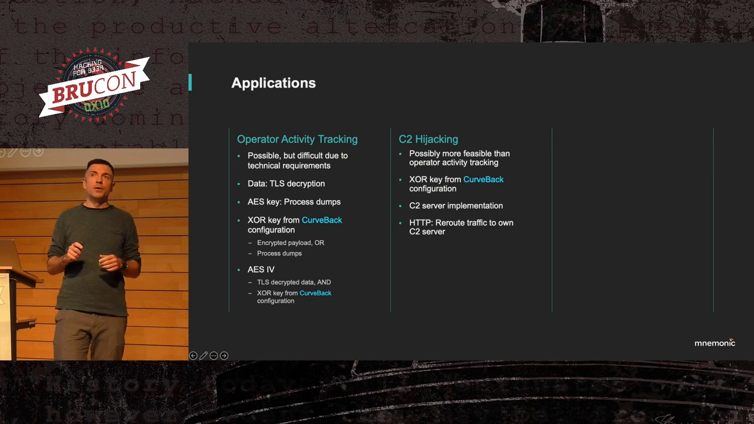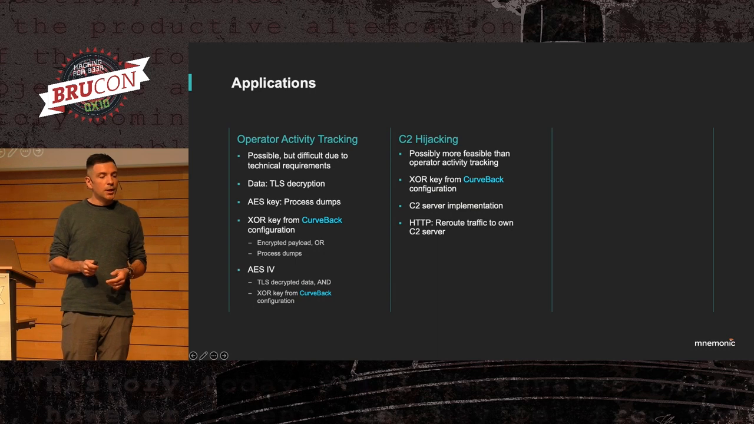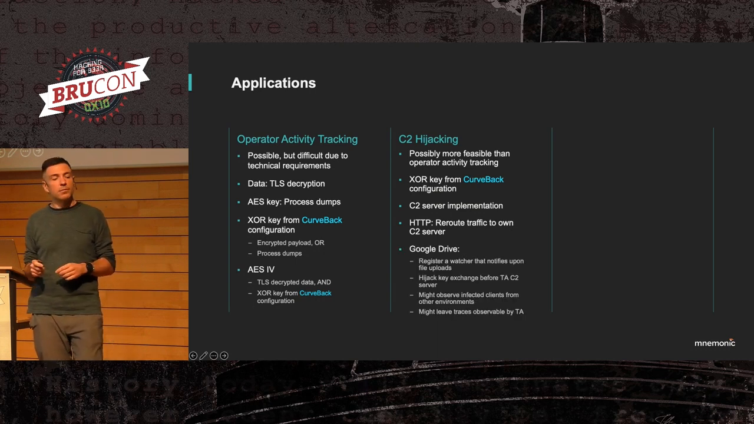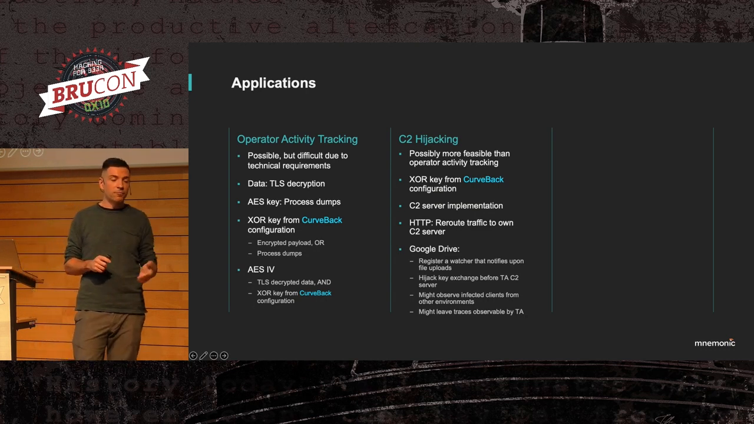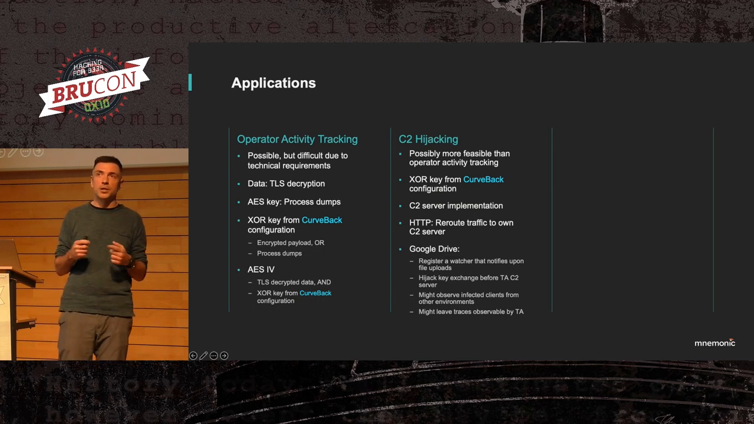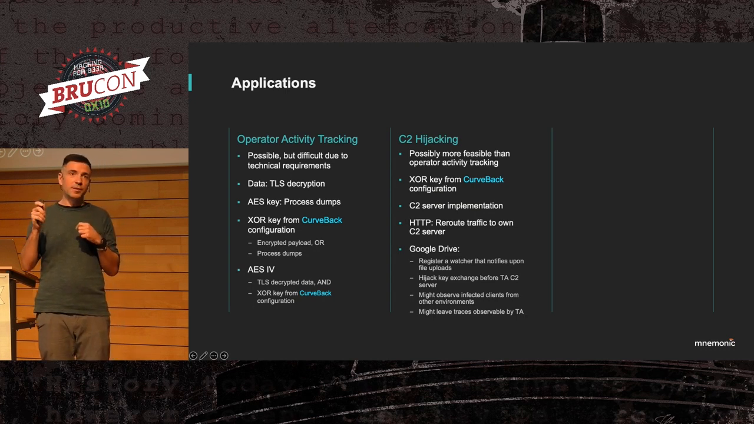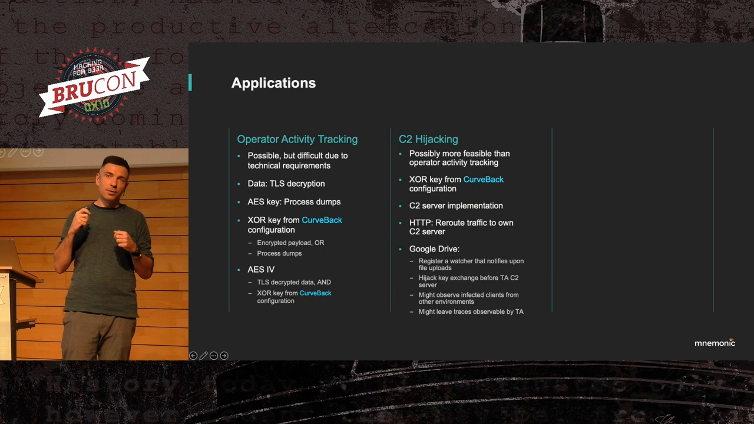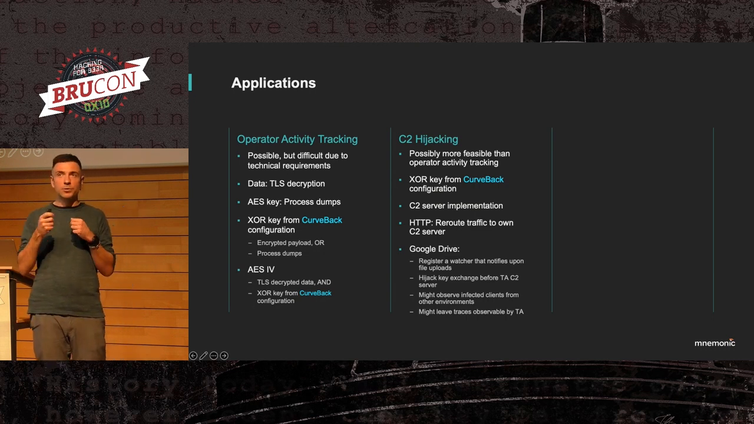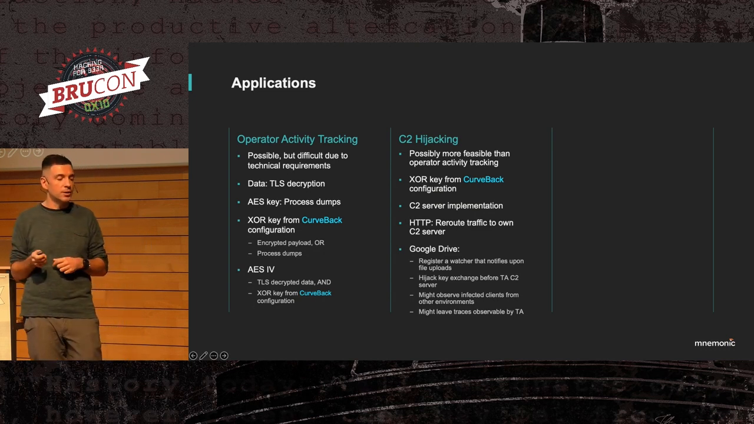Doing that for HTTP, you can do that easily by rerouting traffic to your own C2 server, which is nice. However, for Google Drive, that is a bit more complicated. Possibly even illegal, depending on where you are. But you have the credentials in the CurveBack configuration, and you can use that to register a watcher in the Google Drive API, which notifies you whenever a file is uploaded. The key thing is that when the client uploads its public key, there will be a delay between the server actually downloading it and uploading its own. And if you're able to react faster than the real C2 server, then you are able, at least in theory, to hijack the session.